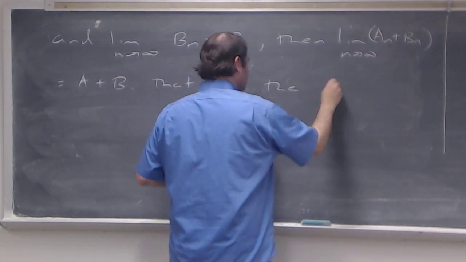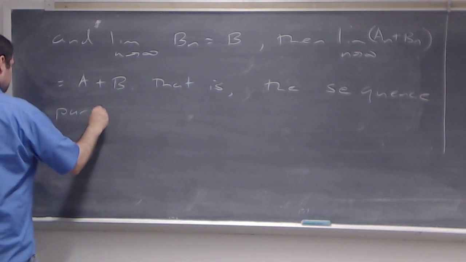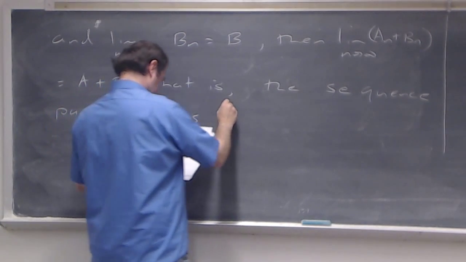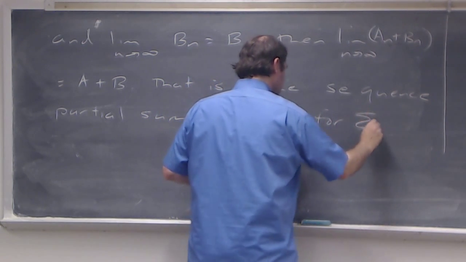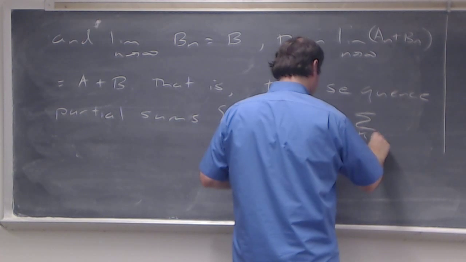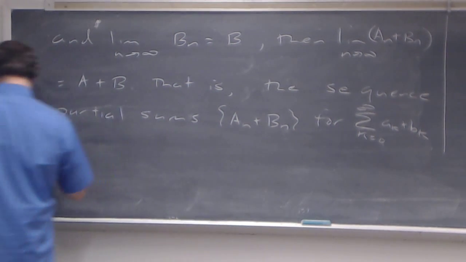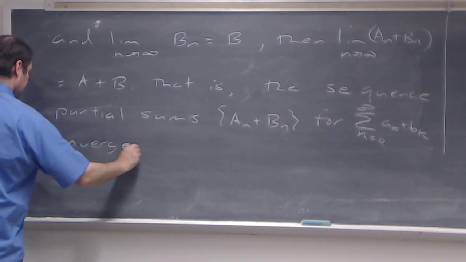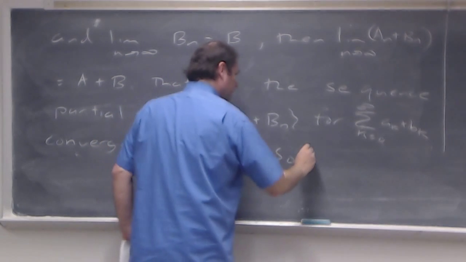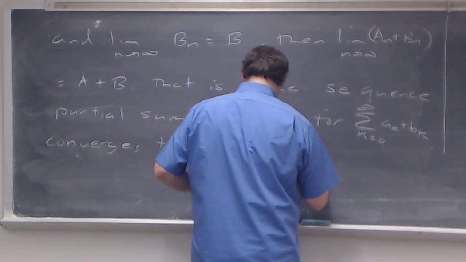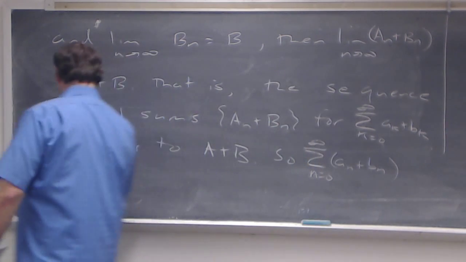the sequence of partial sums A sub n plus B sub n for the series, k runs from 0 to infinity of a sub k plus b sub k, converges and converges to A plus B. So this series, n runs from 0 to infinity of a sub n plus b sub n, converges to A plus B.